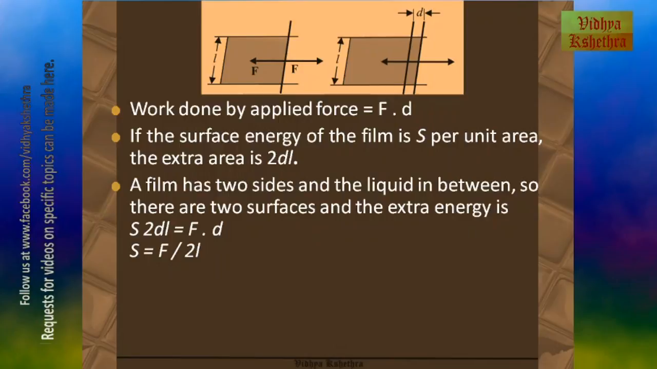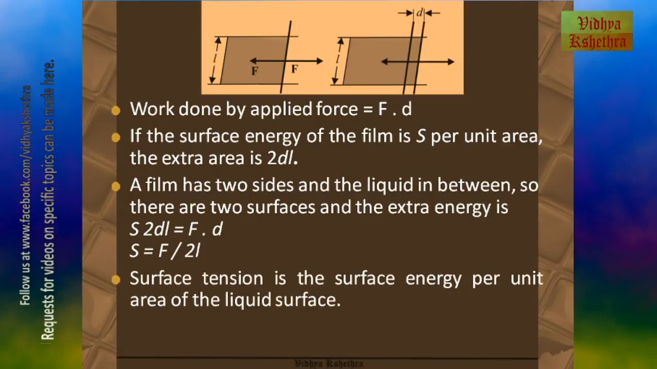Now a film has two sides and the liquid in between. So there are two surfaces, and the extra energy is S times 2dl, which is equal to F times d. This is a consequence of conservation of energy. And from this we get S, the surface tension, equal to F by 2l. So surface tension is the surface energy per unit area of the liquid surface, or it is the force per unit length.